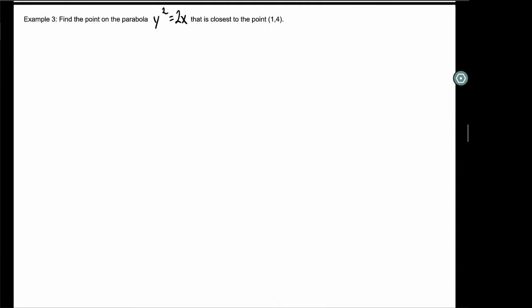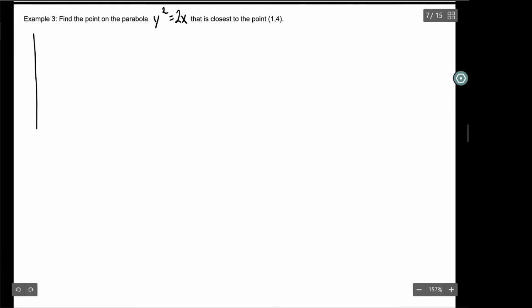So this could be something like, let's say you're on a racetrack or something, and you want to know at what point on the racetrack you're closest to, I don't know, some camera on a pole or something. It's that kind of idea. So, what would this look like here?